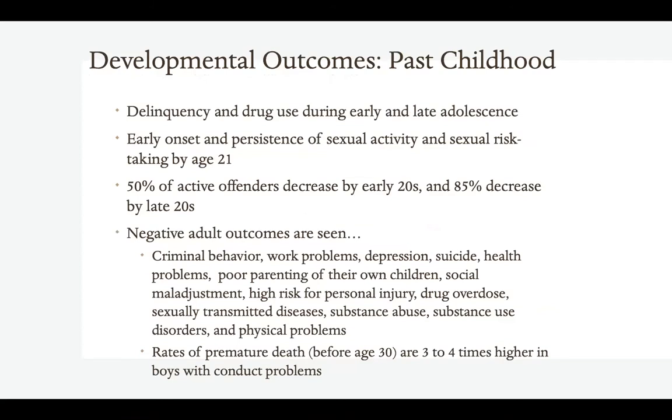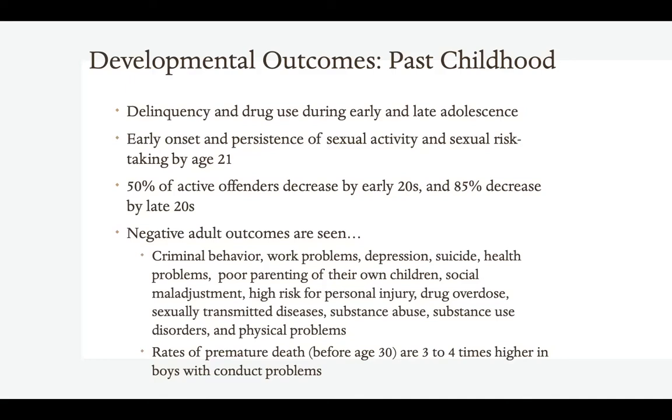Now, past childhood, once they're into early or late adolescence, we could be looking at the delinquency becoming more severe. We could be looking at drug use, increased sexual activity or sexual risk taking. Again, we could be looking at criminal behaviors. The 50% who are active offenders tend to decrease by the early 20s, and by the late 20s, they're mostly done with illegal behaviors. So for the most part, many people recover from this, because only about 8% of people have that life course persistent path.